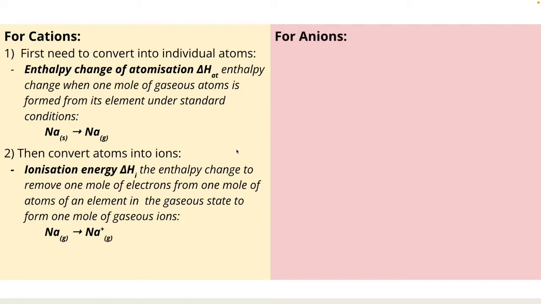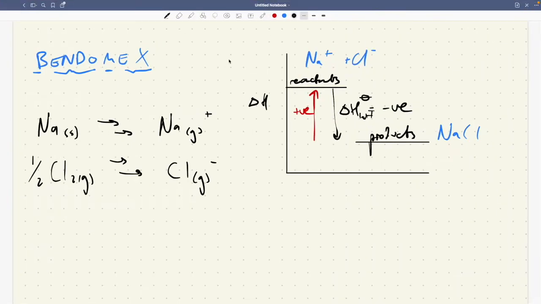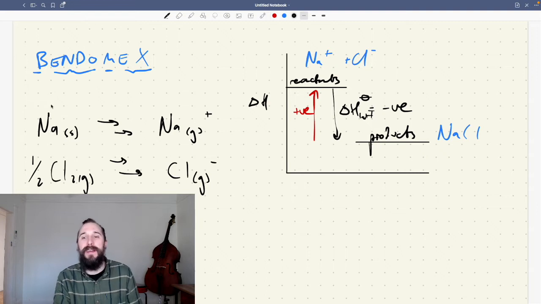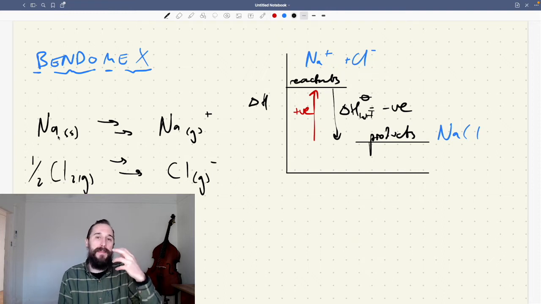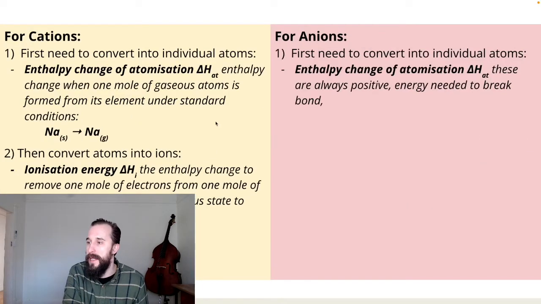Like that. So we've got to do those two steps for the cation, and then we've got to do something similar for the anion. Well, we've got to do the enthalpy change of atomization again. We've got to convert our non-metal into the atoms. So the enthalpy change of atomization, these are always positive. Energy is needed to break the bond. Go back to good old-fashioned bond breaking is endothermic. So when we're atomizing a metal, we are breaking metallic bonds. When we're atomizing a non-metal, a molecule, we are breaking covalent bonds. So that's always going to be a positive ΔH, always an endothermic process.